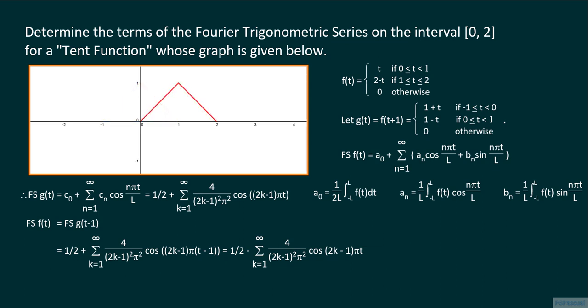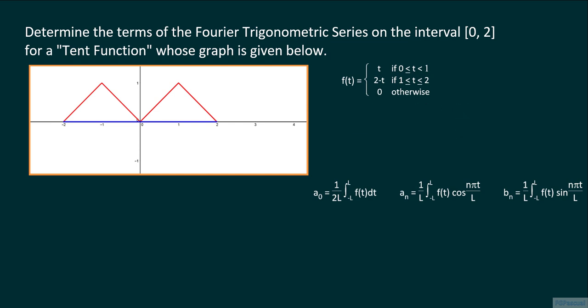Here we have the plot of f. Here we have the plot of the even extension of f. We designate the even extension of f of t as f sub even of t. For t between -2 and -1, f sub even of t is 2 plus t. For t between 1 and 2, f sub even of t is 2 minus t. And for the middle part, where t is between -1 and 1, we can use the absolute value of t.